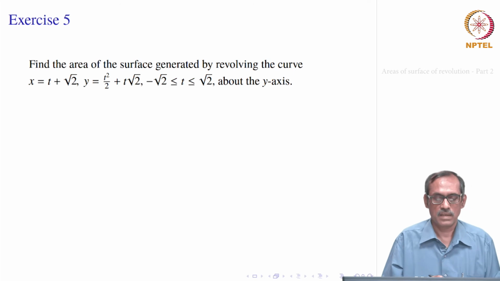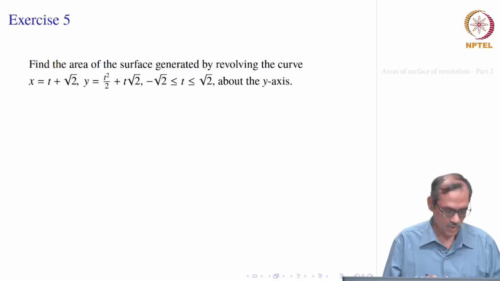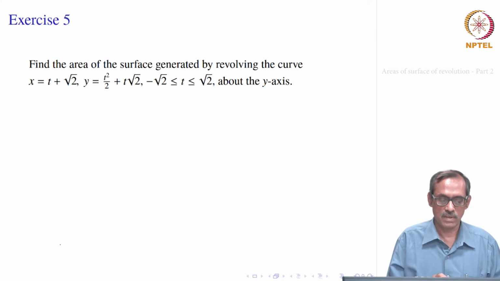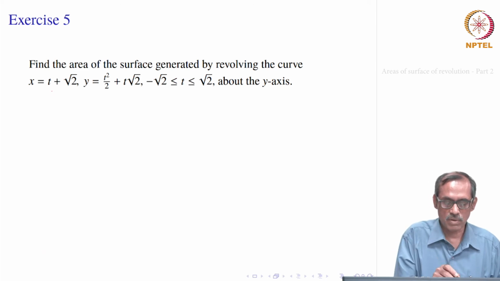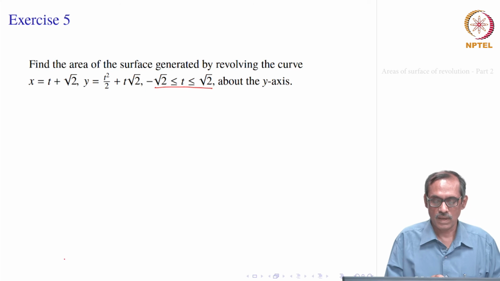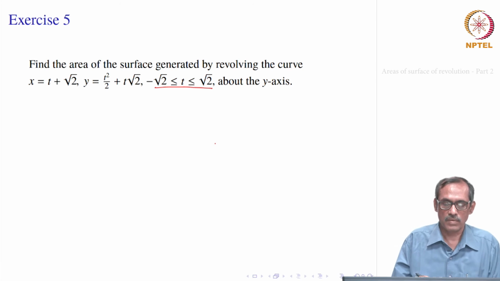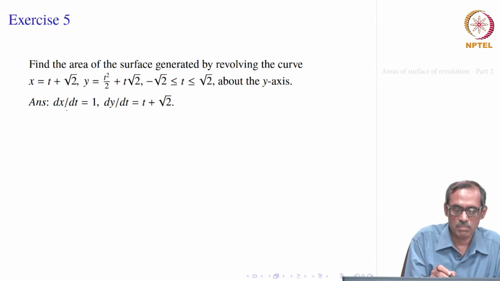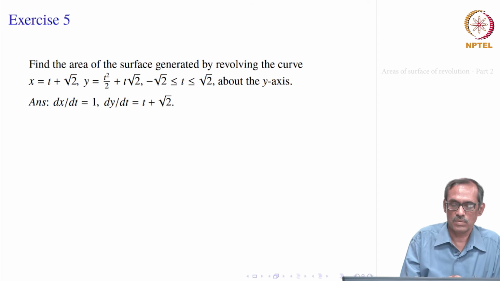Okay. So, now we go to exercise 5, where we want to find the area of the surface generated by revolving the curve. It is given in parametric form now, x equal to t plus root 2, y equal to t square by 2 plus t root 2, where t varies from minus root 2 to root 2, and this curve is revolved about the y axis, fine. So, this is given in parametric form. So, you must get their derivatives. So, first is dx by dt, which is 1, and dy by dt is t square by 2 gives t, t root 2 gives root 2. So, t plus root 2.